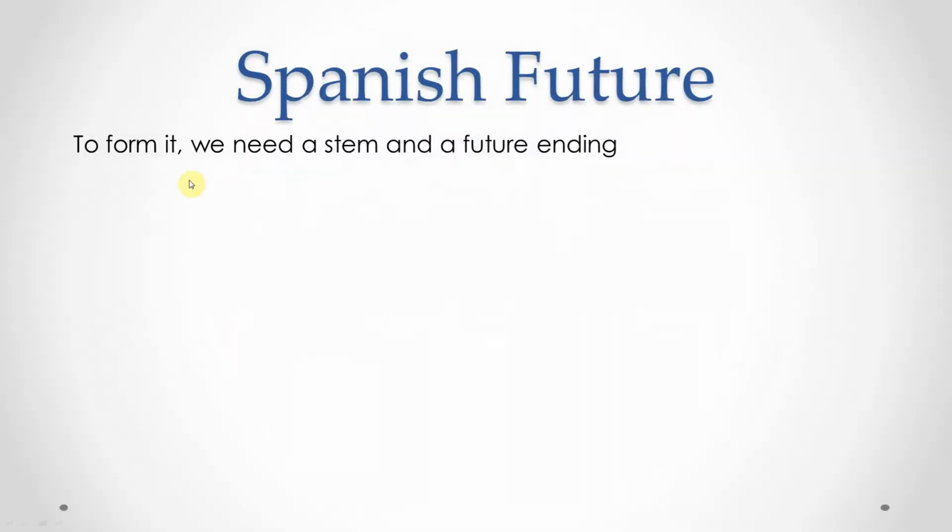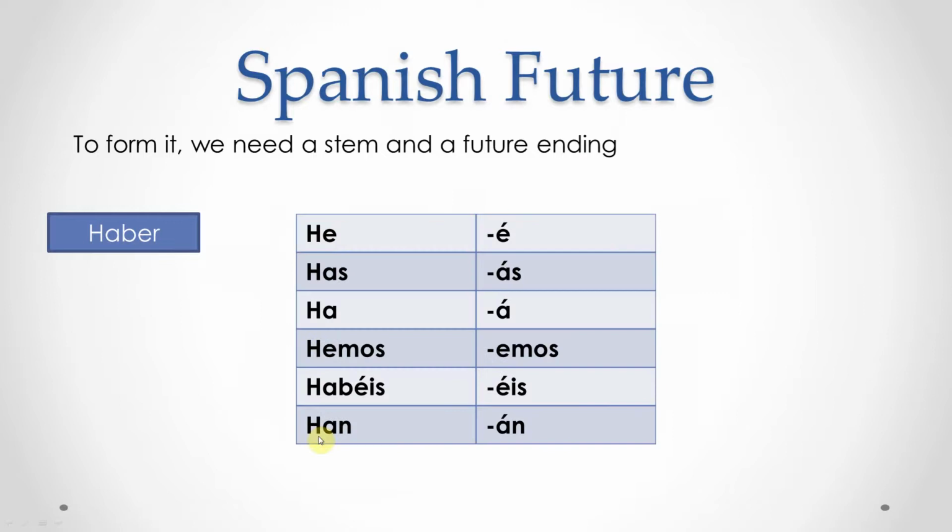How to form it? It's not very complicated but different. We need a stem and a future ending. The future ending comes from the verb haber. Let's see it. You know this verb, very important because it's an auxiliary verb in Spanish. He, has, ha, hemos, habéis, han. We use the end of this verb, and this end will be the future endings. So we have é, ás, á, emos, éis, án.